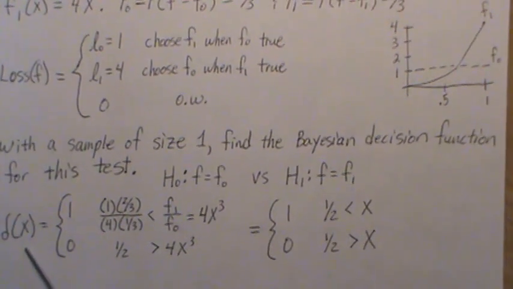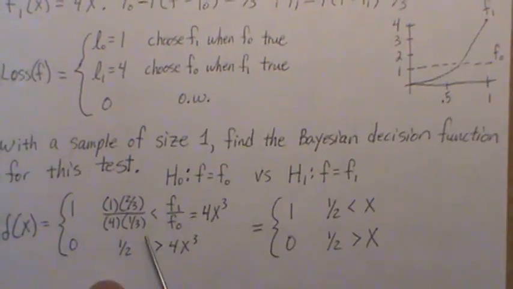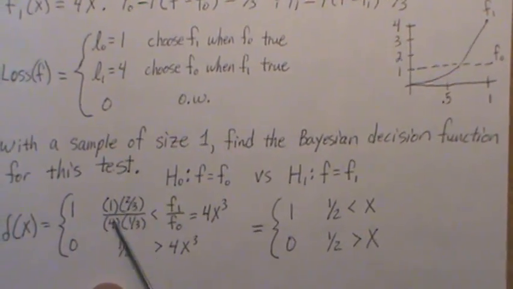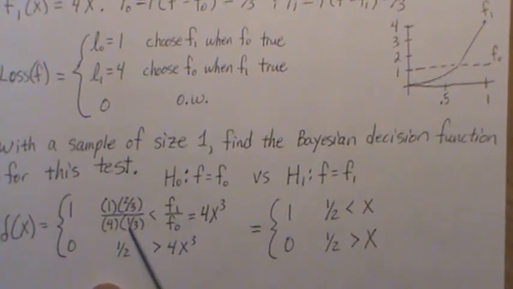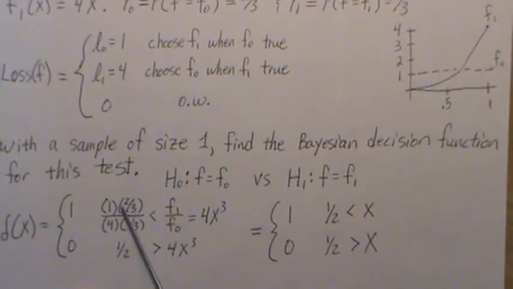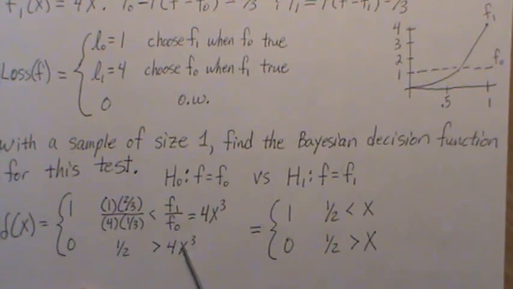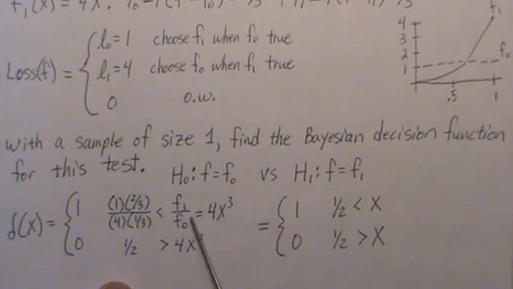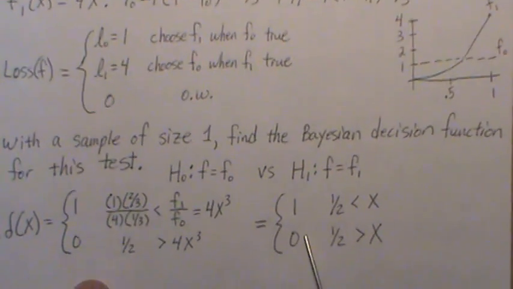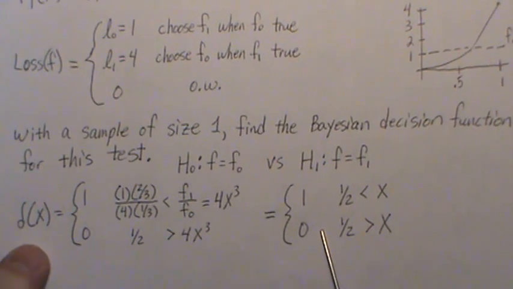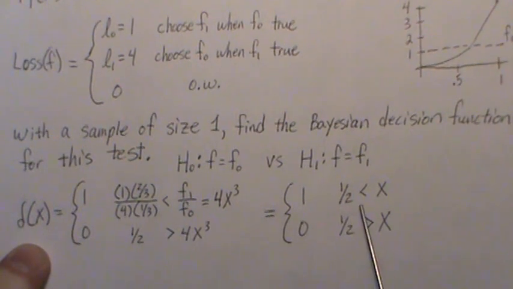So the decision function, based upon the theorem up here, is L0, P0 over L1, P1 divided by the likelihood ratio, or the Bayes factor, which is 4/3. Now, that calculates to 1/2, and of course the 4/3 comes down. Now, we can divide both sides by 4 and then take the cube root of both sides, and then we get this.